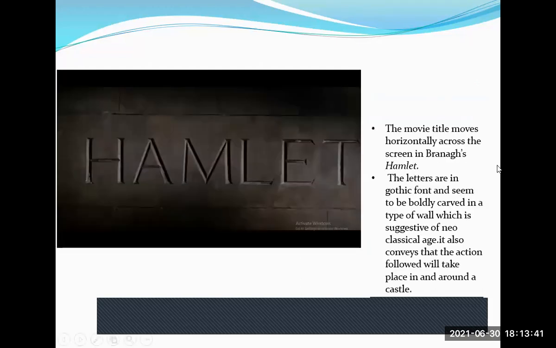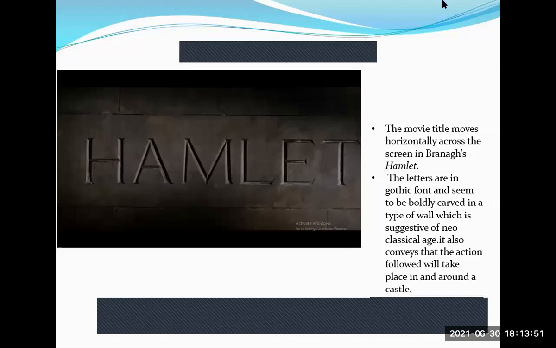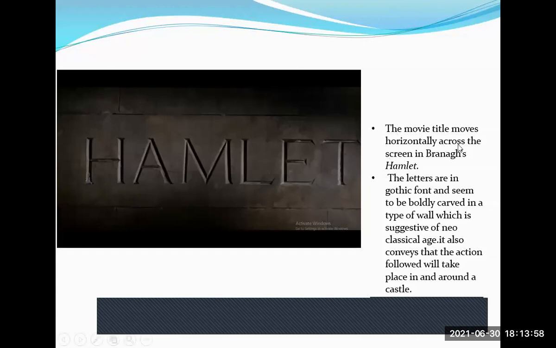After this, we have the analysis of mise-en-scene in several movies. This one is Kenneth Branagh. The study is that when the scene opens, when the name of the movie is shown to you, it reads the movie title moves horizontally across the screen in Branagh's Hamlet, whereas the letters are in Gothic font and seem to be boldly carved in a type of wall, which is suggestive of neoclassical age. Also, it conveys that the action followed will take place in and around a castle.